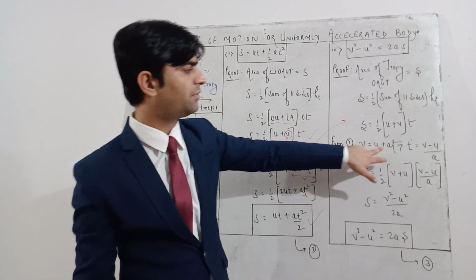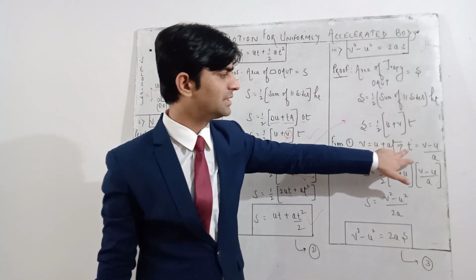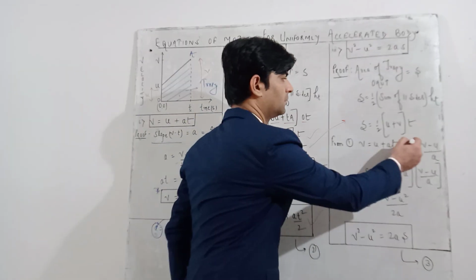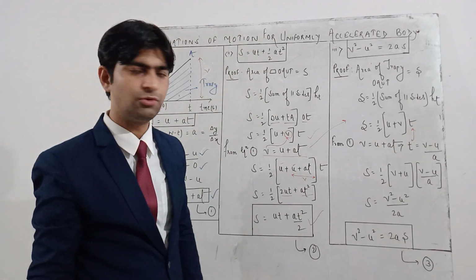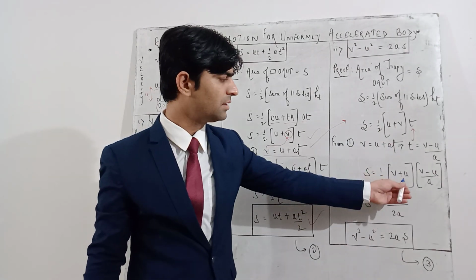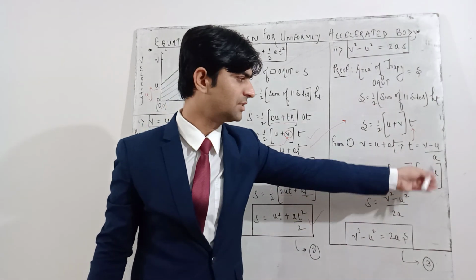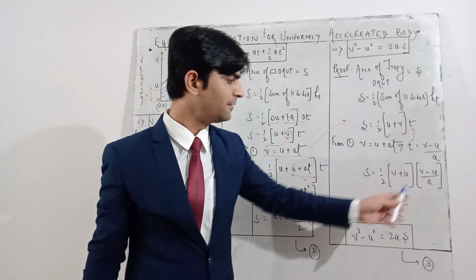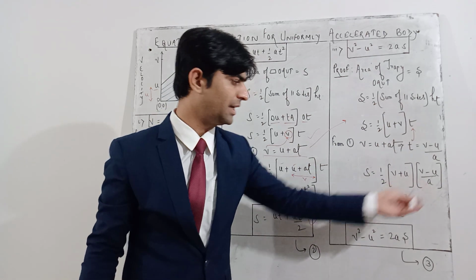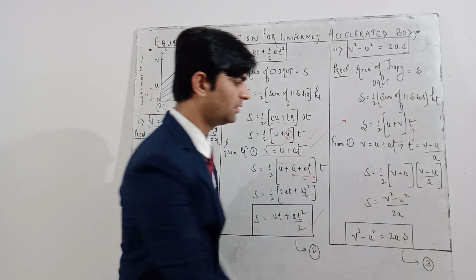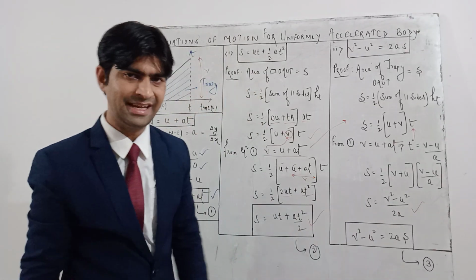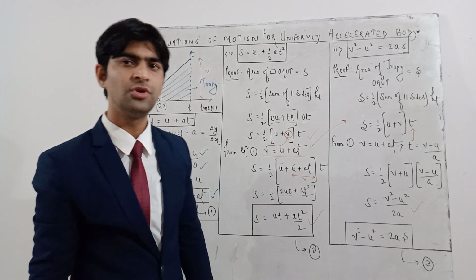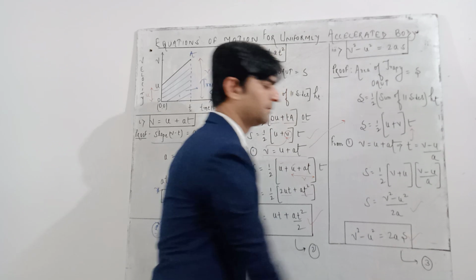Replace this T with V minus U upon A. So half of V plus U, and this is the replacement, that is T, V minus U divided by A. Then (a plus b) into (a minus b) is a square minus b square, and the denominator becomes 2A. So this is V square minus U square upon 2A. Cross multiply, you got the final answer: V square minus U square equals 2AS. This is the third equation.